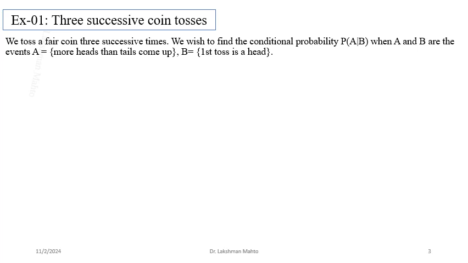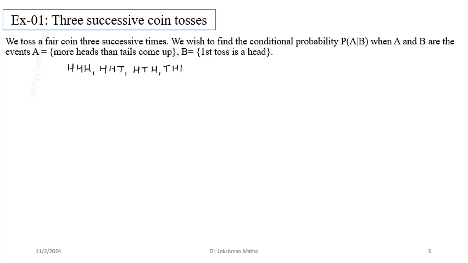More heads than tails. What are the outcomes? The first would be head: head head head, head head tail, head tail head, and then tail head head. These are the four possible outcomes that are in A.